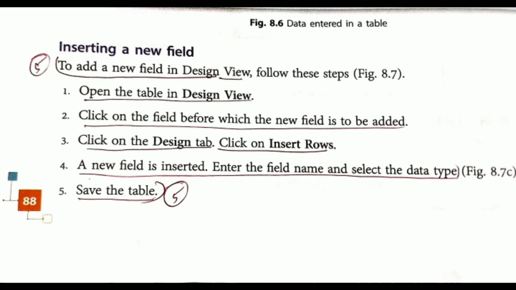And now moving on to the next editing method, let us study how to insert a new field in a table. There are some steps that you have to follow. Step number 1 is you have to open the table in design view. Step number 2, click on the field before which the new field is to be added. And step number 3, you have to click on the design tab. Then you have to click on insert rows. A new field will be inserted, and you have to enter the field name and select the data type. And step number 5, you have to save the table. So these are the steps that you follow in order to insert a new field into the table.